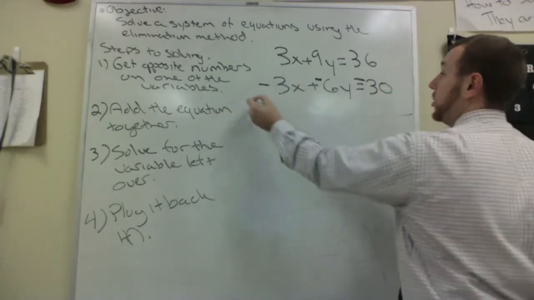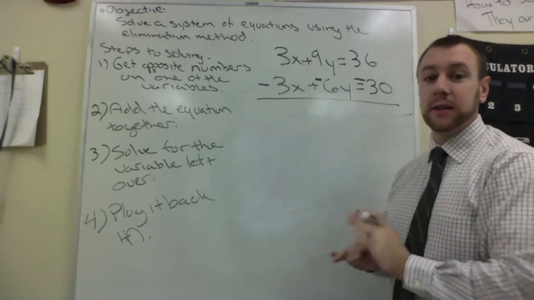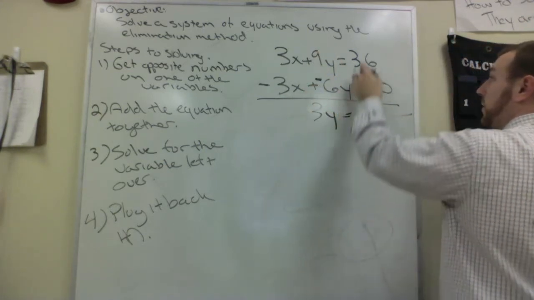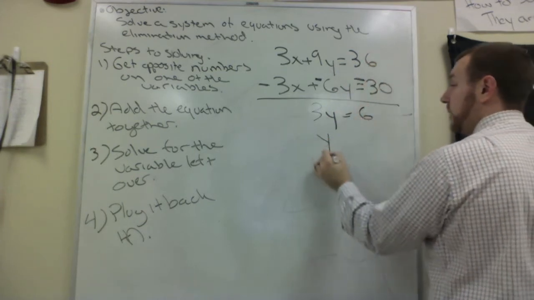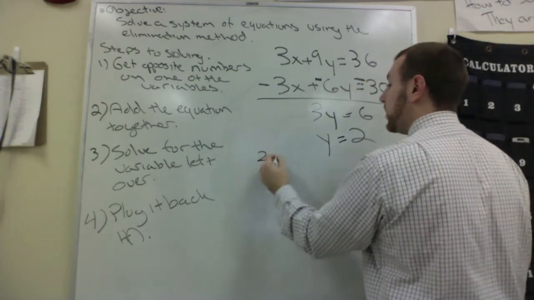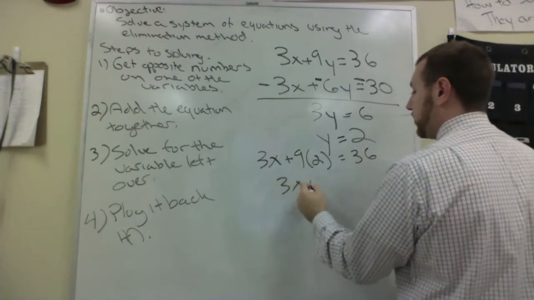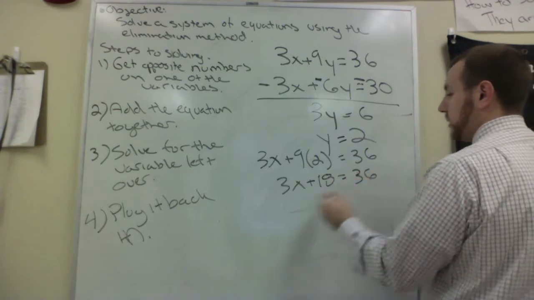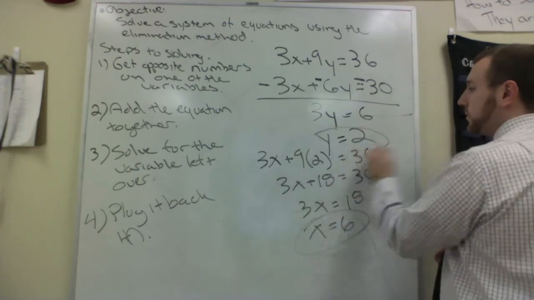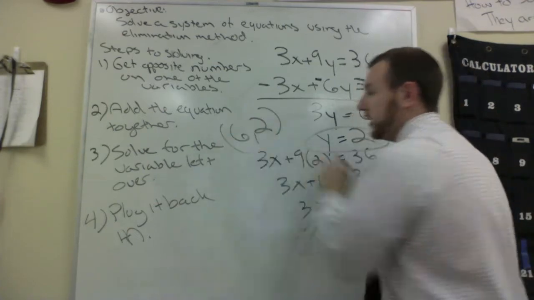Now I can go to step number 2, add those together, those x's get eliminated. That's why we call this elimination. 9 minus 6 is 3y equals 36 minus 30 is 6. So y equals 2. I then take that and I'm going to plug it in. 3x plus 9 times 2 equals 36. 3x plus 18 equals 36. So 3x equals 18. So x equals 6. So my answer to this is 6, 2. That is my answer.